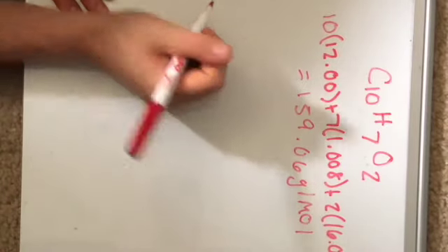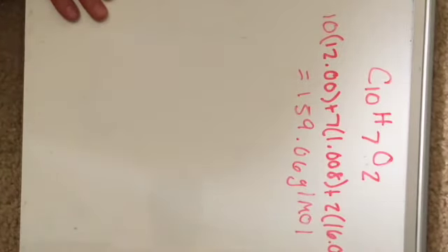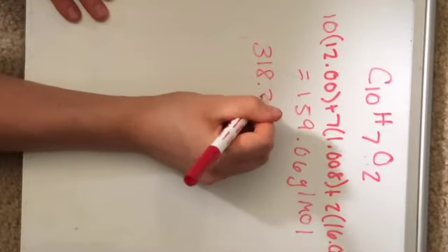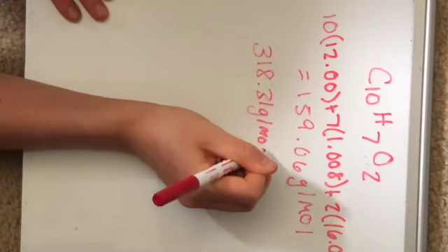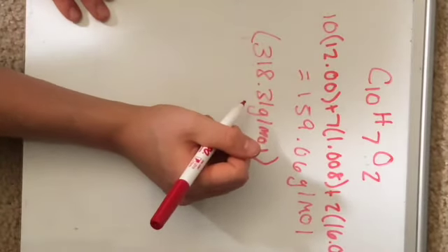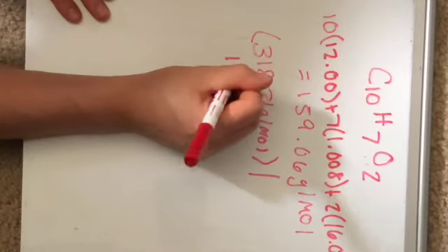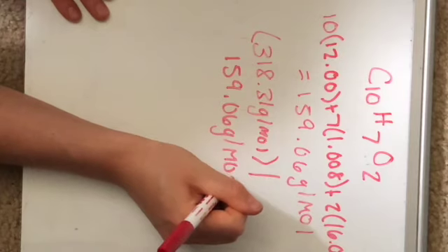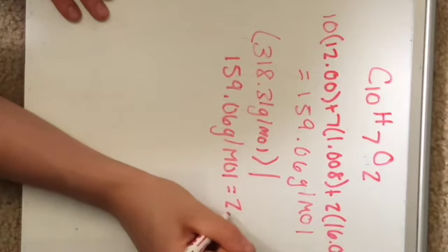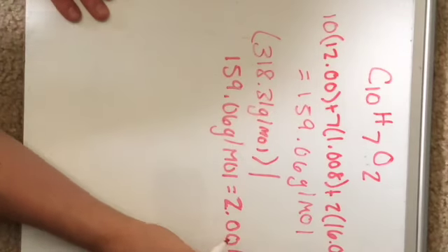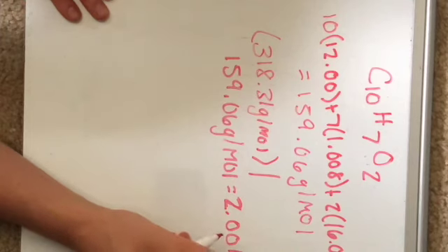And then our next step is going to be to figure out how many empirical units are in a molecular unit. So we're going to take the molecular mass that it gave us, and we're going to divide it by what we found, 159.06 grams per mole, and this is going to equal 2.001 empirical units per molecular unit.